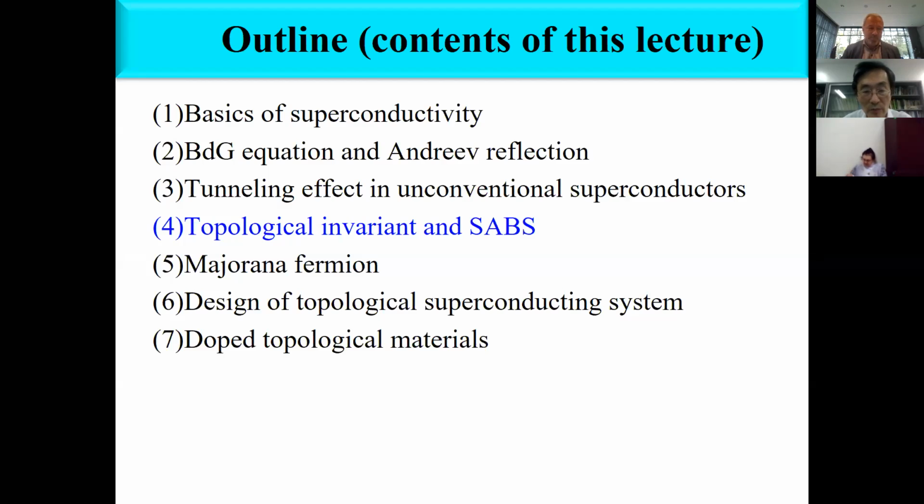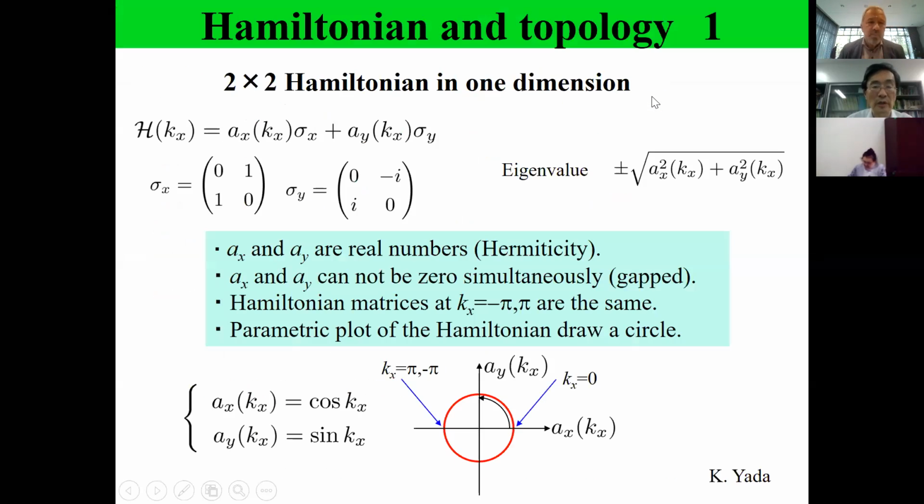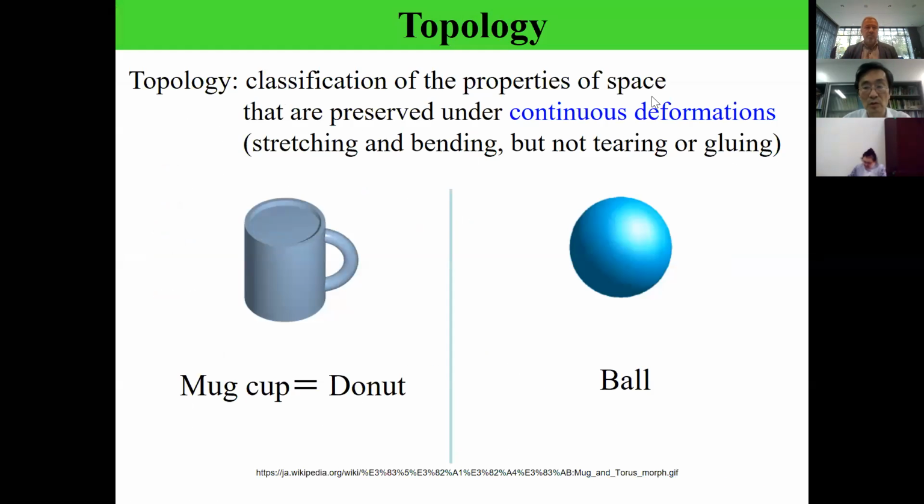So for the latter part of my talk, I first start from topological invariant and surface Andreev bound state. So what is a topological invariant? Let me first start with this part.